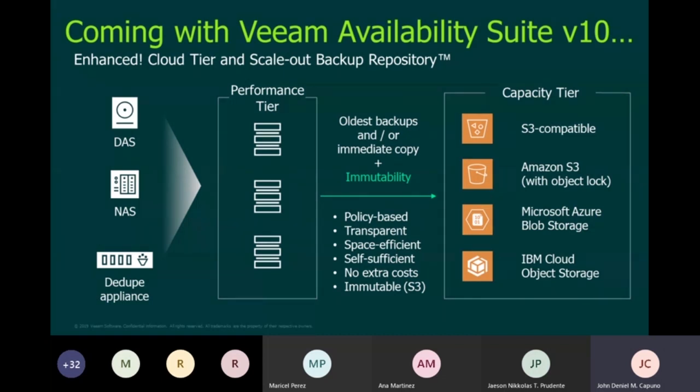Before I go further, the performance tier is located on premises, and the capacity tier is located off-site or in the cloud. Our capacity tier is compatible with Amazon S3 and Amazon S3 with Object Lock, Microsoft Azure Blob Storage, and IBM Object Storage. In the performance tier, which is located on premises, we can do a scale out backup repository. So what is scale out backup repository? We call it SOBR, scale out backup repository.